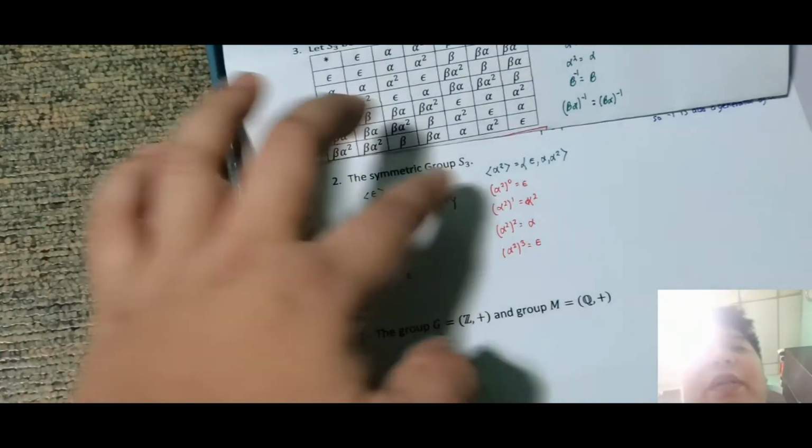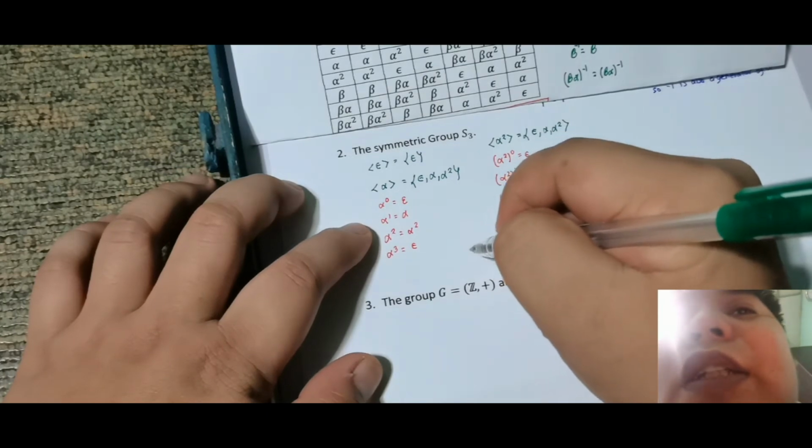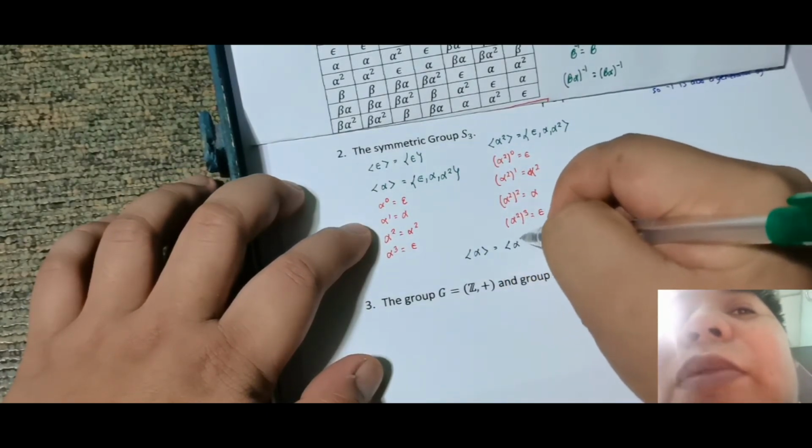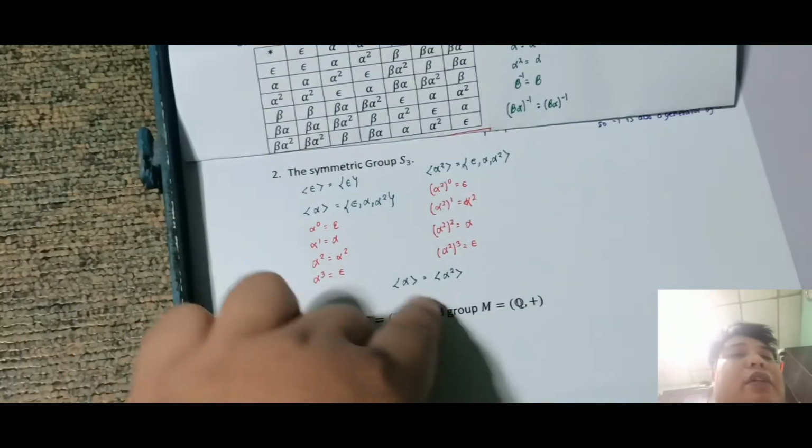So note, napansin mo dalawang to equal. So note lang, lagay natin, no? So note that the cyclic subgroup generated by alpha is equal to the cyclic subgroup generated by alpha squared. Okay, so equal lang silang dalawa.